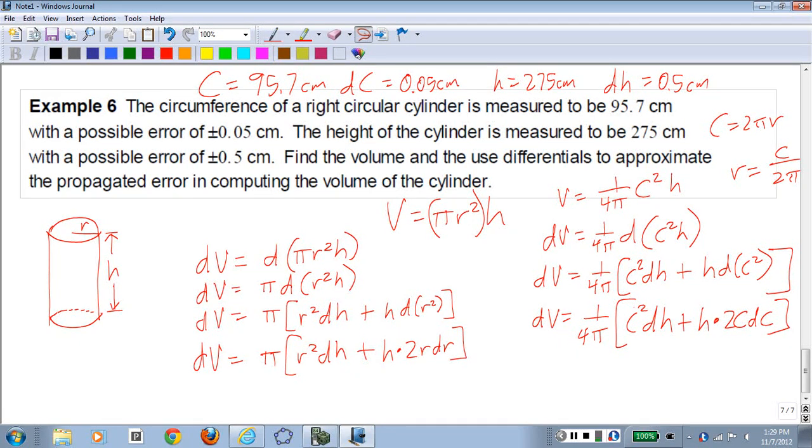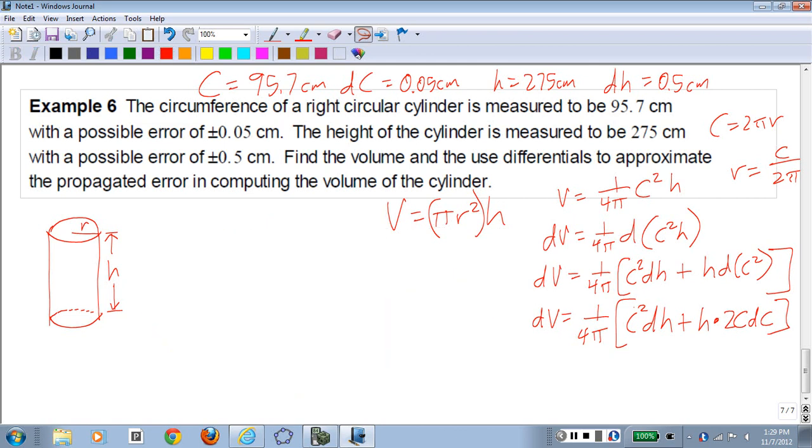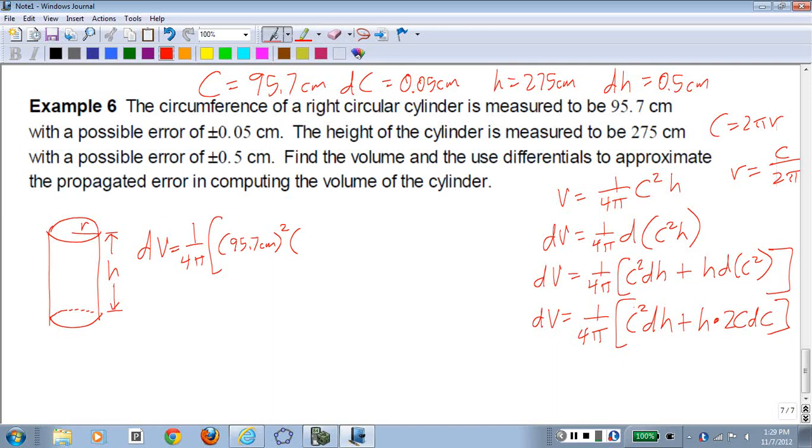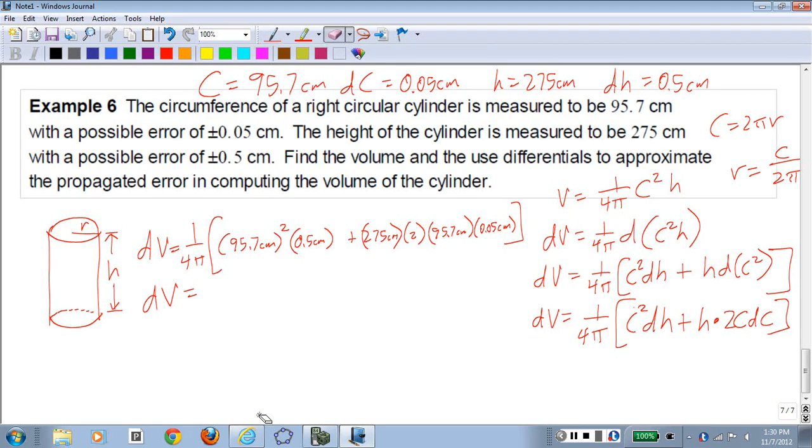Now we evaluate dV equals 1 over 4 pi times, let's see, 95.7 centimeters squared times dh. dh is 0.5 centimeters plus h. h is 275 centimeters times 2 times c, that's 95.7 centimeters, times dc, that's 0.05 centimeters. dV equals, well, calculator time, I think.